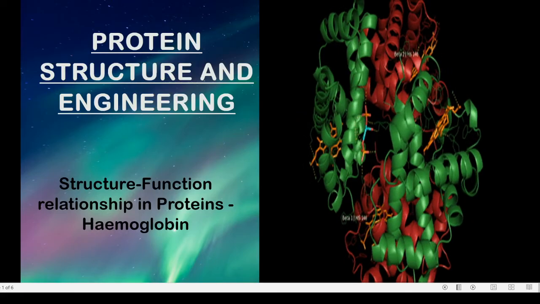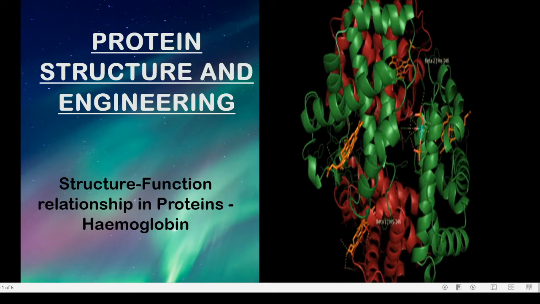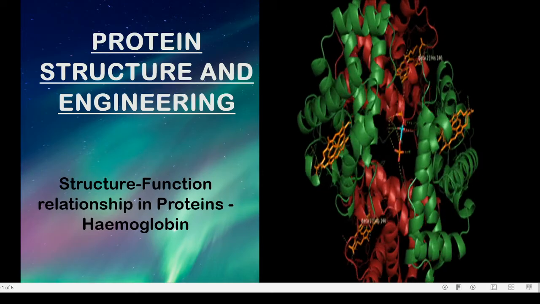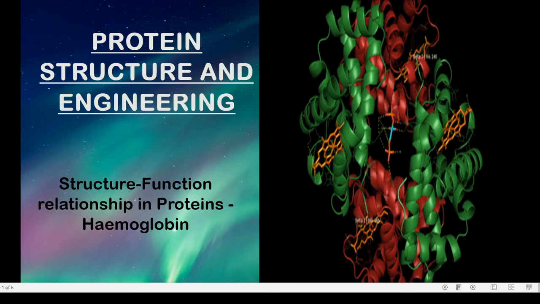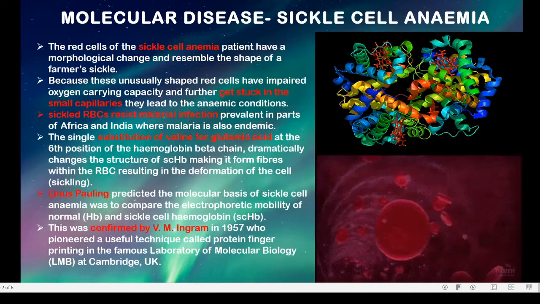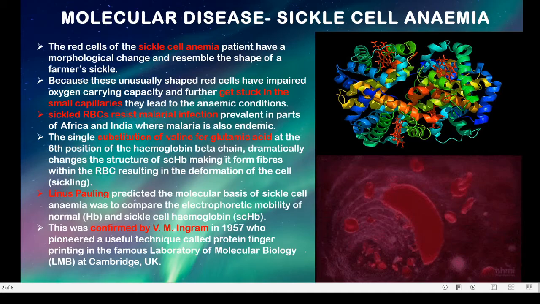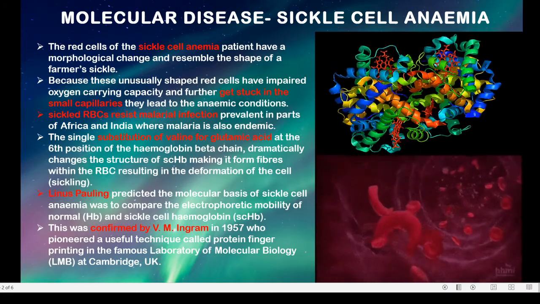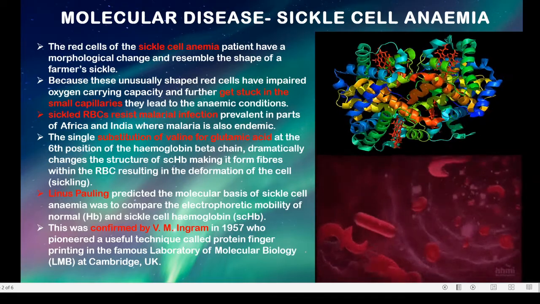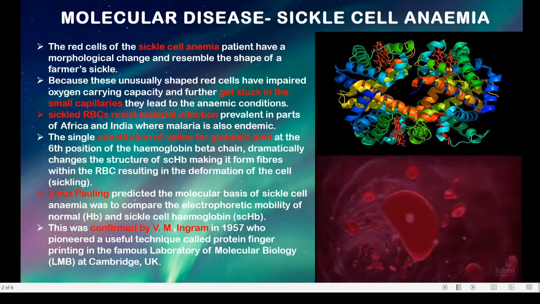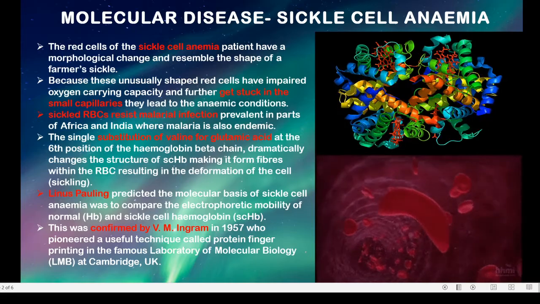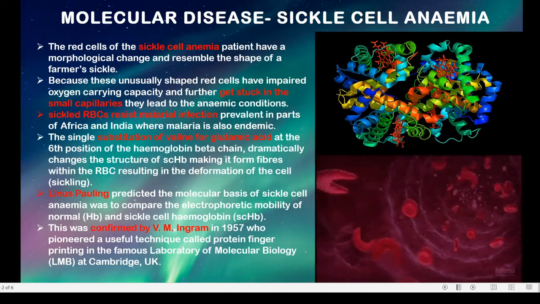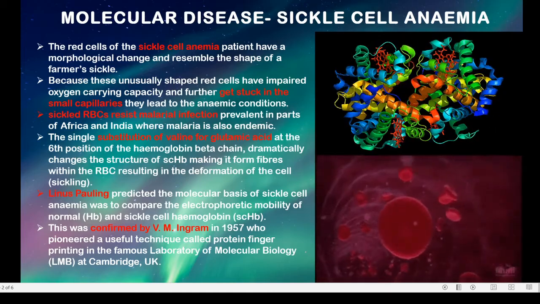In today's session of protein structure and engineering, we are going to take another topic of structure function relationship in protein in regards with hemoglobin. Here we are going to study the difference between normal hemoglobin and hemoglobin from a sickle cell anemic patient. The RBC of a sickle cell anemic patient is morphologically changed in shape, forming a farmer's sickle.